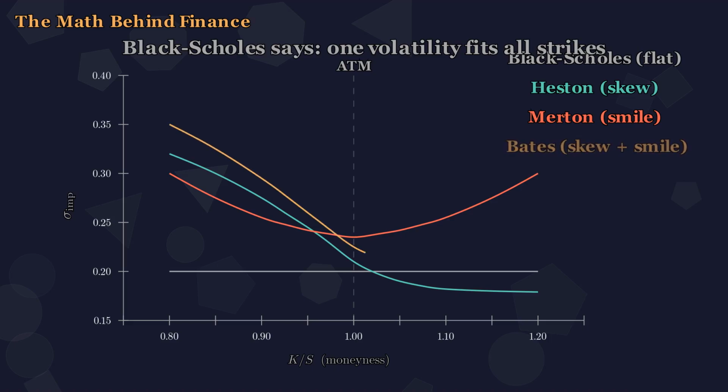Finally, Bates. Take Heston's skew, add Merton's jumps. The combined curve has a steep left side. The skew from stochastic volatility, plus a gentle uptick on the right, the smile from jumps. This is the shape real markets draw.